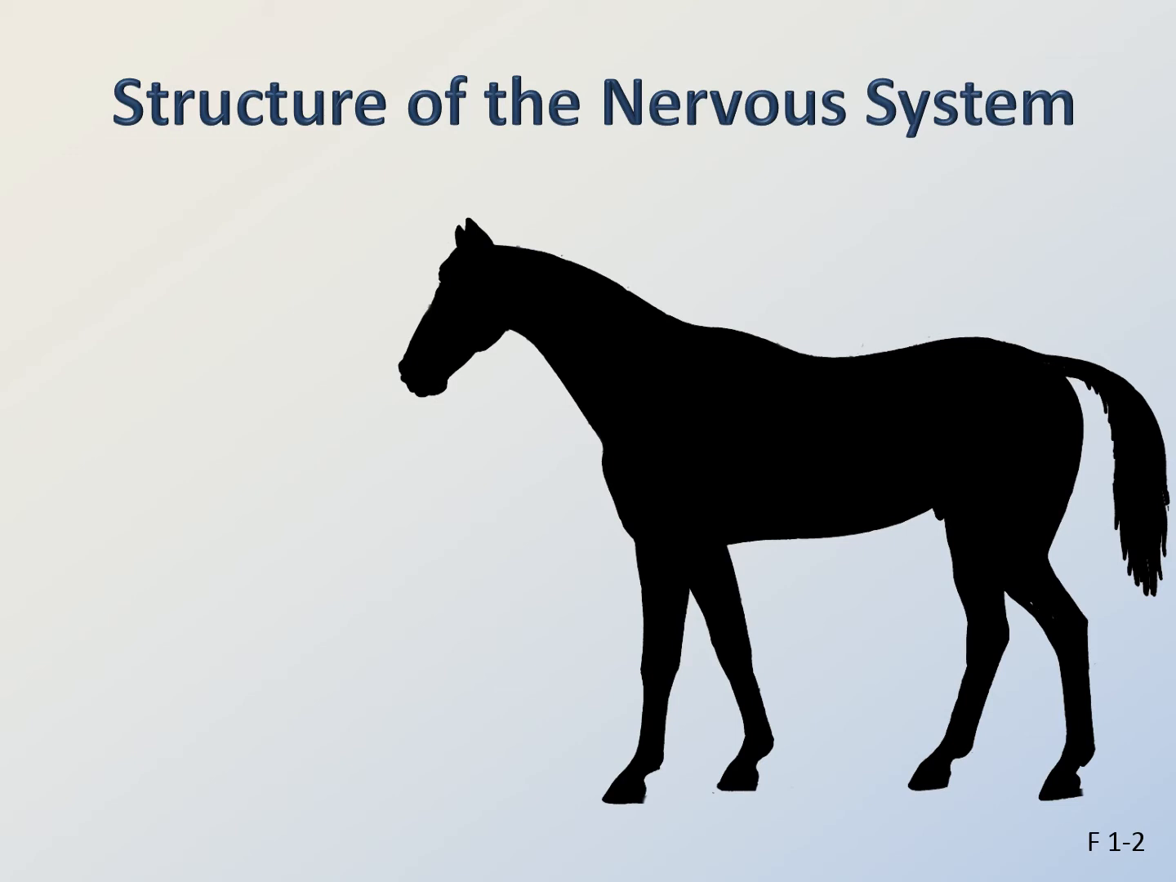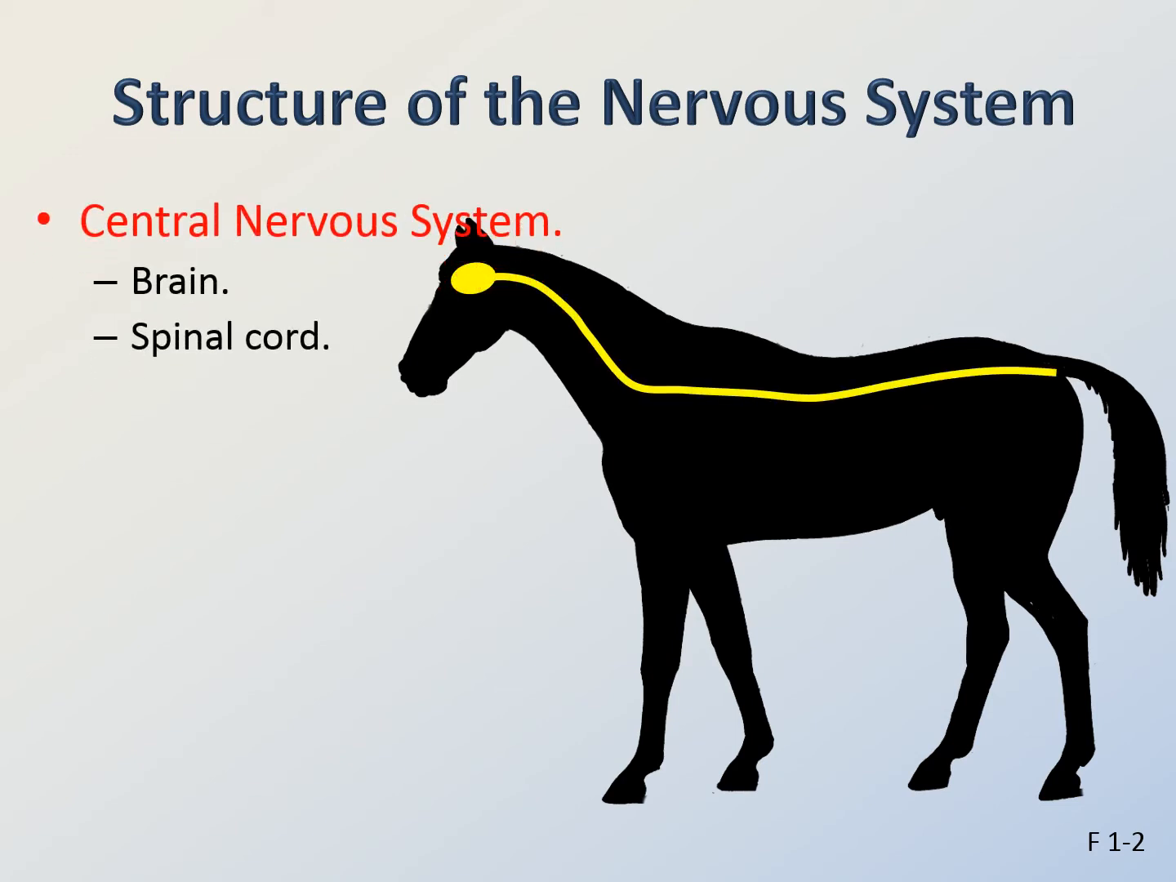One component of the nervous system is the central nervous system, and this is made out of the brain and the spinal cord. The brain is located within the skull and protected by the cranium, while the spinal cord is encased and protected by the vertebral column.